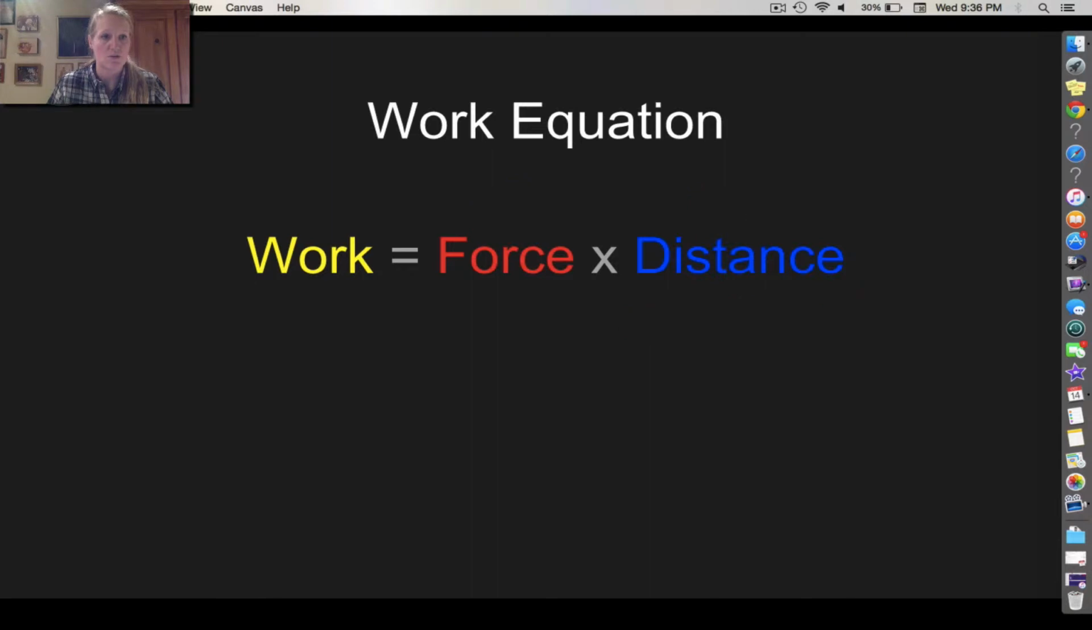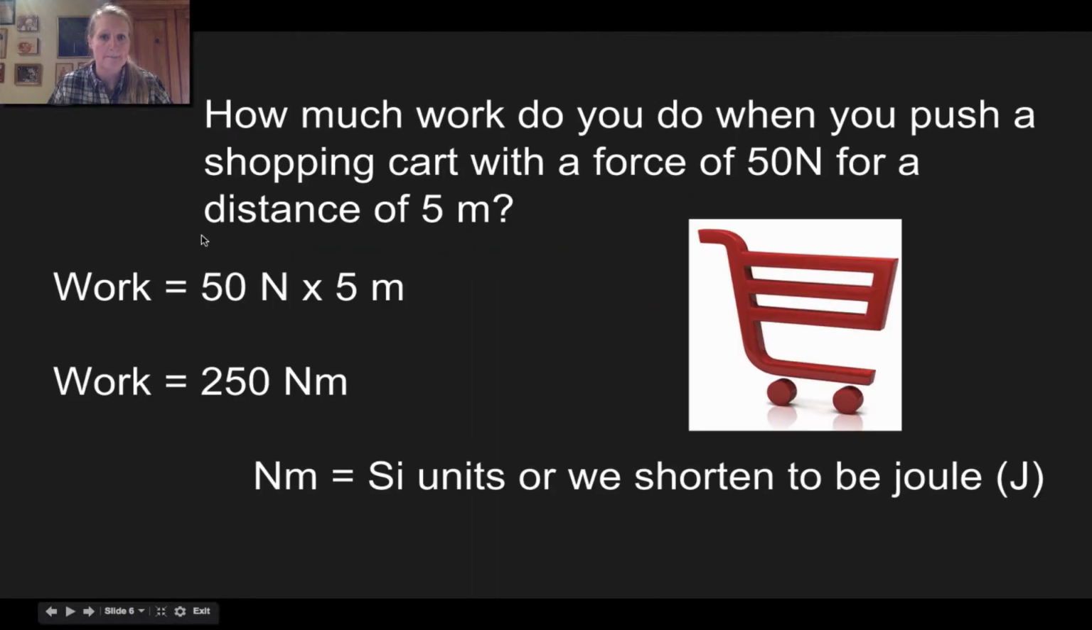So let's go ahead and use this equation to see what happens. How much work do you do when you push a shopping cart and you are applying a force of 50 newtons and you're pushing it for a distance of 5 meters? As straightforward as the equation says, force times distance, you would multiply 50 newtons times 5 meters, and you would get a handy-dandy 250 newton times meter. Newton times meter is an SI unit, but we shorten it to be a joule, and we use the capital J to represent that joule.